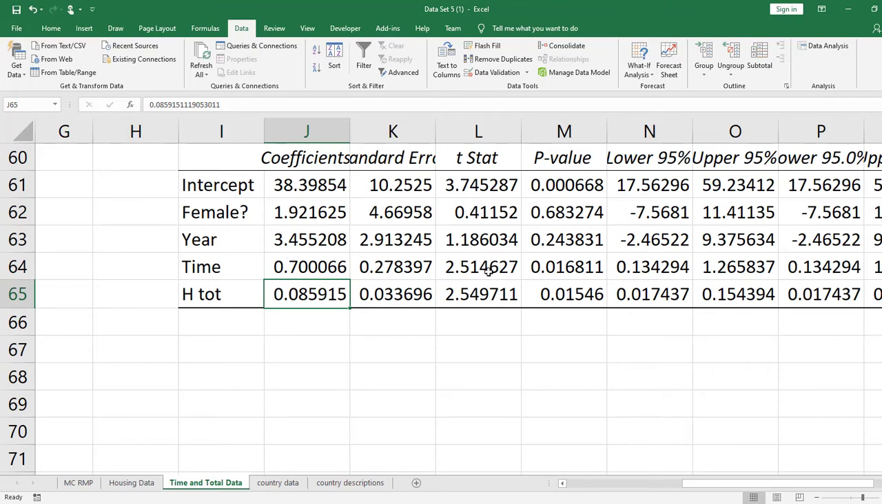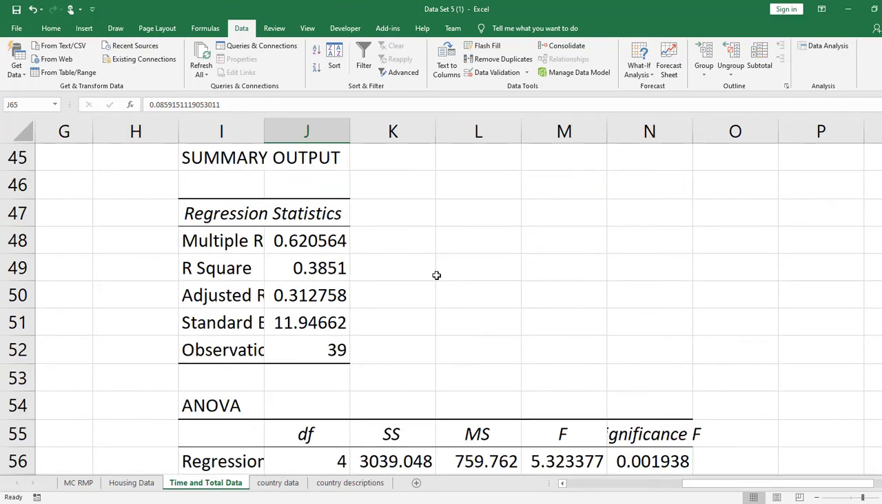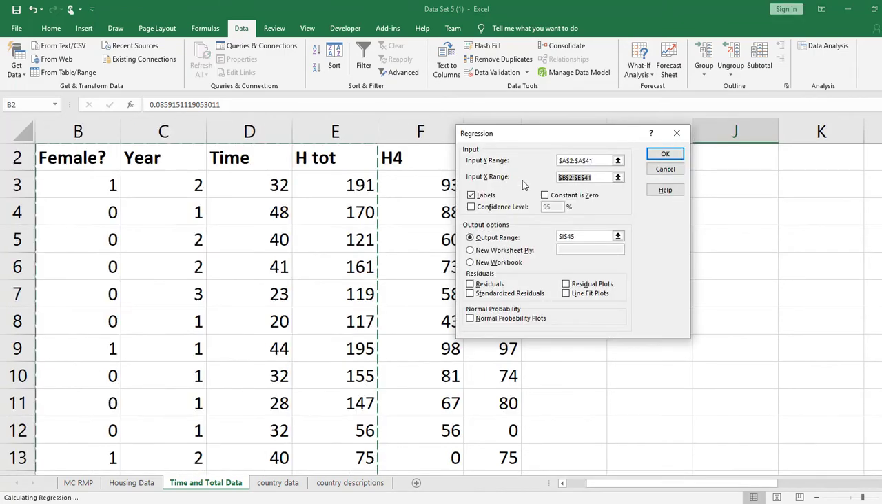So we have two statistically significant values. You know what? Let's go even farther. Hey, we know homework total matters.